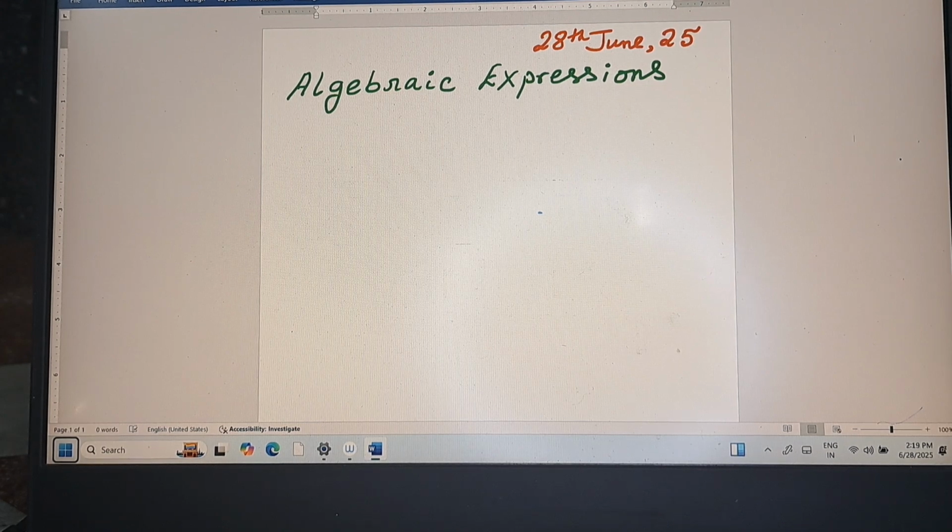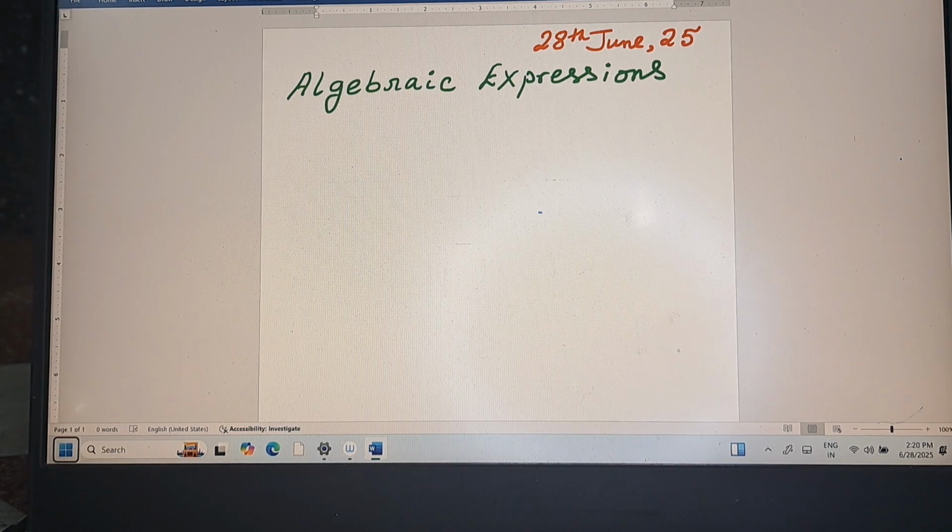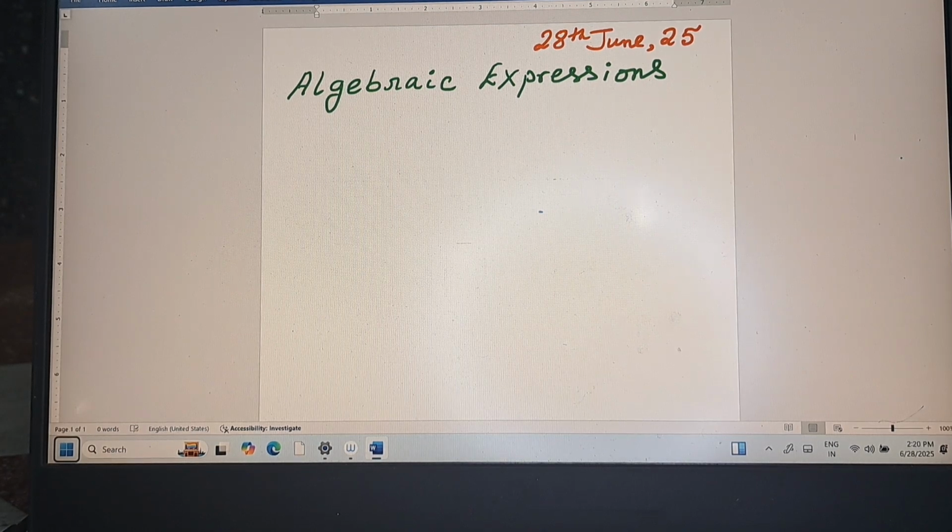So today's topic is algebraic expression. So what do you mean by algebraic expression? So let us first understand. A combination of constants and variables connected by fundamental operations, that is addition, subtraction, multiplication and division, is called an algebraic expression.